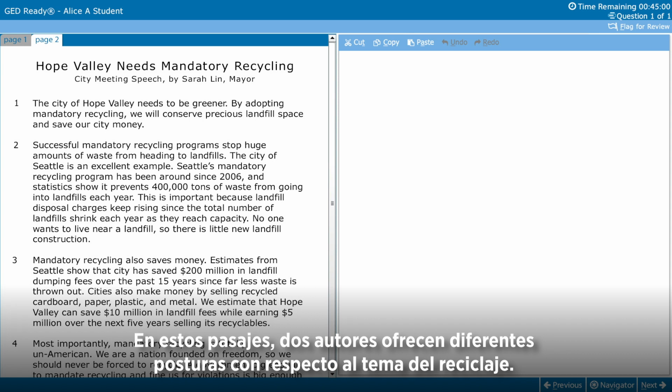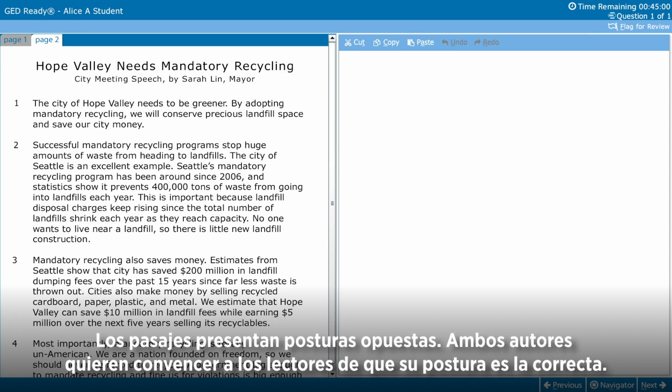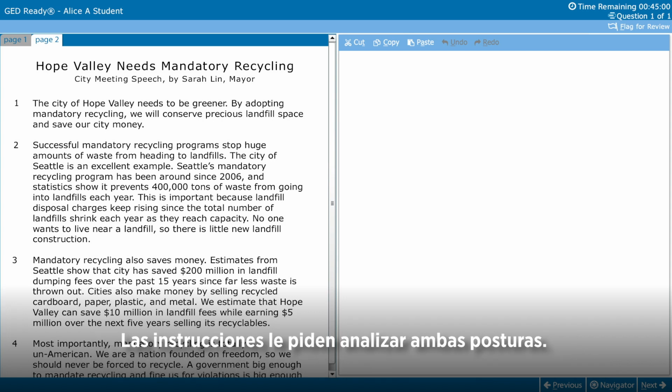In these passages, two authors give different positions on recycling. The passages present opposing positions. Both authors want to convince readers that their position is correct. The directions say you should analyze both positions.